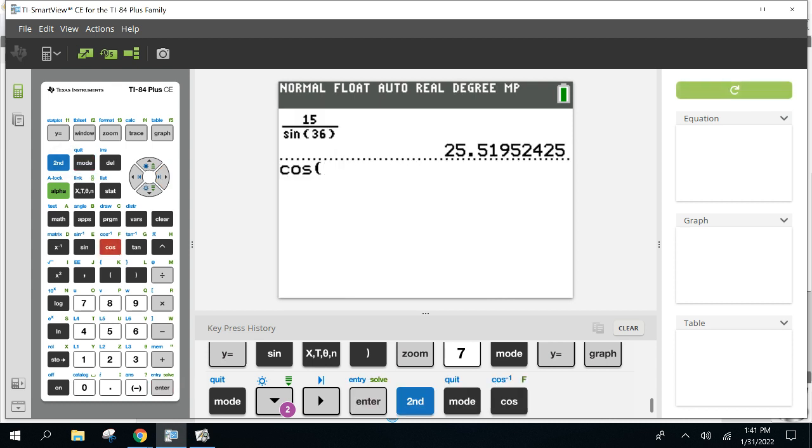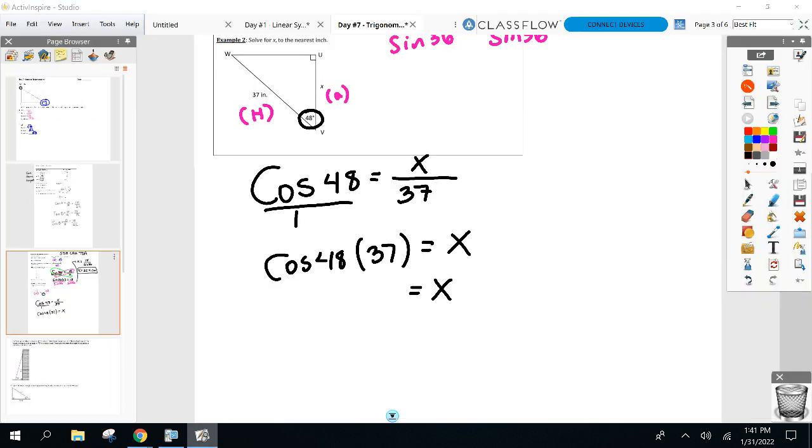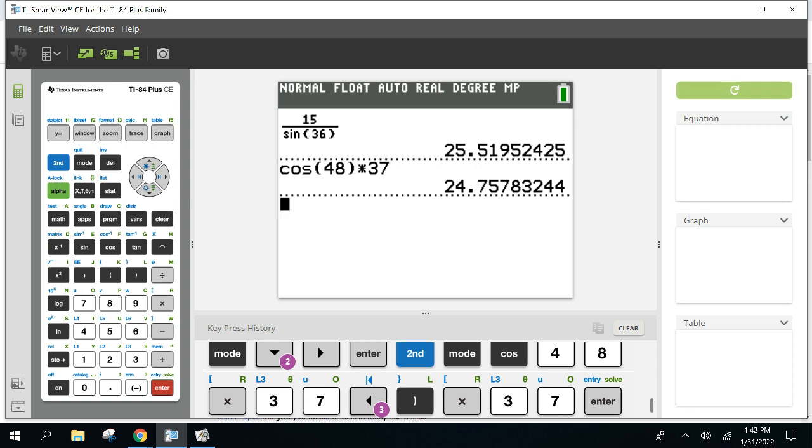So I do cosine 48. Everyone see where I am right now? Close it. I don't want to do this times 37 inside, because the calculator is going to think, whatever 48 times 37 is, you want me to take the cosine of that. No, I don't. I only want you to take the cosine of 48, then multiply it by 37. Boom. There you go. And what's this rounding to here? 24, 25 inches, right? Nearest inch.